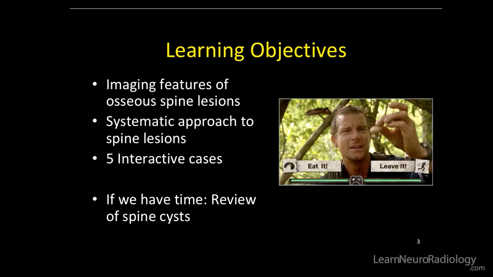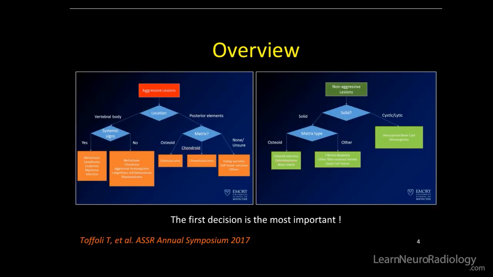So learning objectives, we'll go over the imaging features of osseous spine lesions. We'll have a systematic approach to spine lesions, and we'll go over the approach in 5 interactive cases. So here's the most important slide of the talk. On the left, you have the aggressive lesions decision tree, and on the right, you have the non-aggressive lesion decision tree. The first decision is the most important.